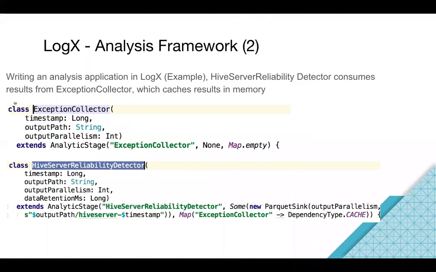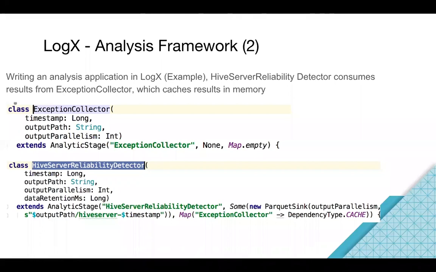So here is some example. We have two analyses. The first one, exception collector, has no parents. So it will directly consume the result from log transformation. And the second analysis is for some specific issues of Hive server, and it specifies the parent as the exception collector. That means the input of this analysis would be the output of the exception collector, that is, all the exceptions collected.